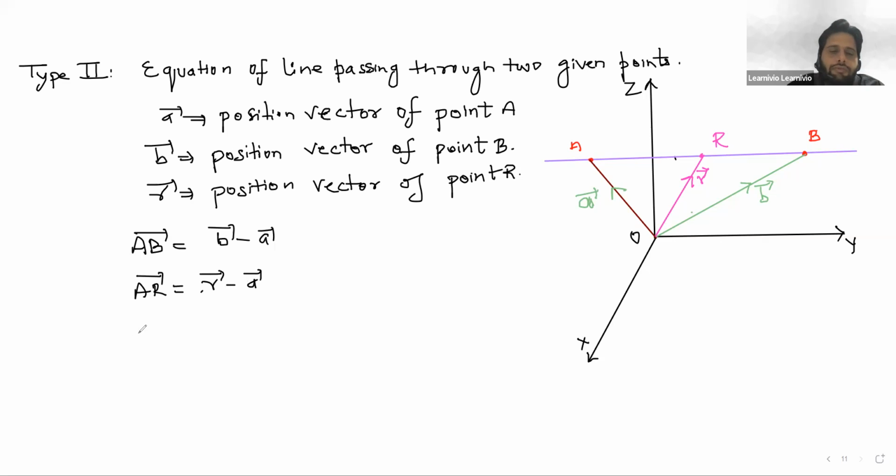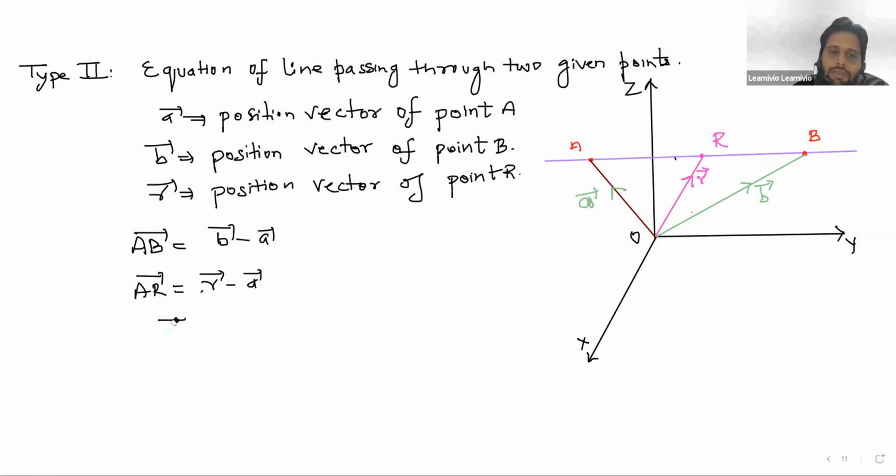Nabil, Josefa, Atif, Saf. Yes. Okay, we can say AB and AR are collinear. What are collinear? Two vectors which are parallel or anti-parallel are said to be collinear. So these two are parallel. So we can say that AB and AR are collinear.